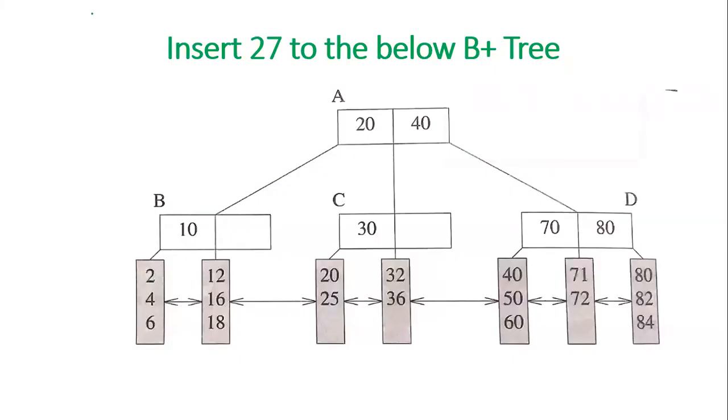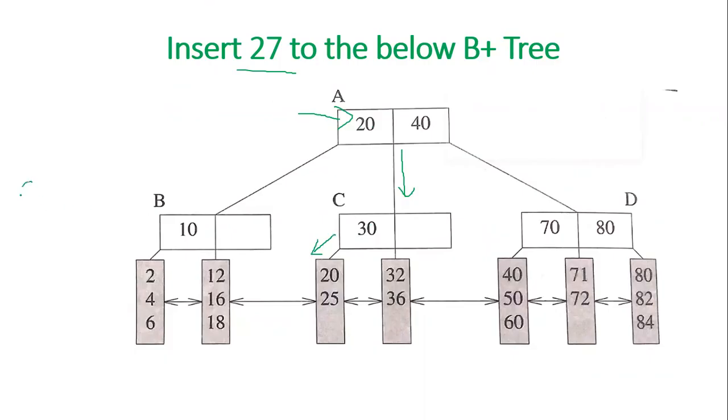So let us see how to insert 27 into the below B plus tree. Okay, so 27 is greater than 20 and less than 40. So take this path. 27 is less than 30. So take this path. Okay.